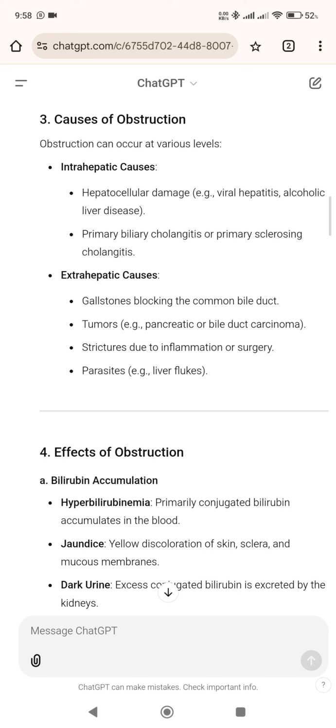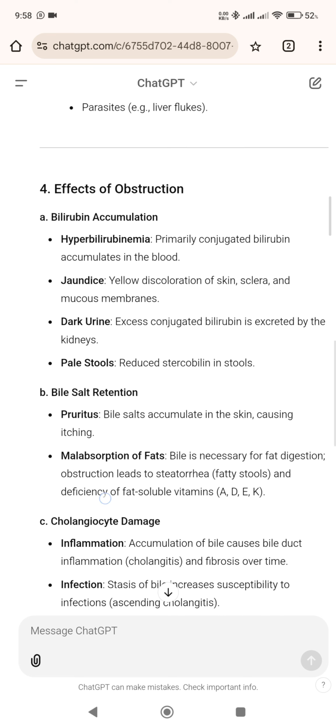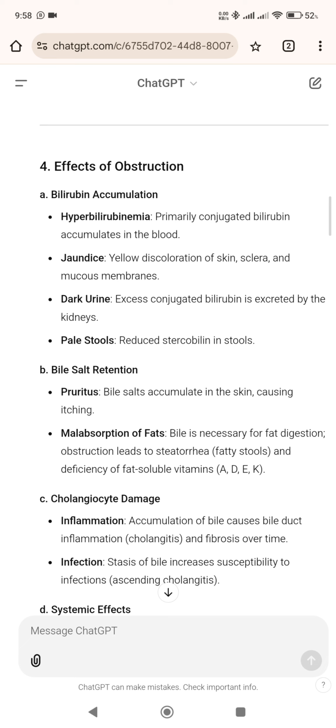4. Effects of obstruction. A. Bilirubin accumulation. Hyperbilirubinemia. Primarily conjugated bilirubin accumulates in the blood. Jaundice, yellow discoloration of skin, sclera, and mucous membranes. Dark urine, as excess conjugated bilirubin is excreted by the kidneys. Pale stools, due to reduced stercobilin in stools.